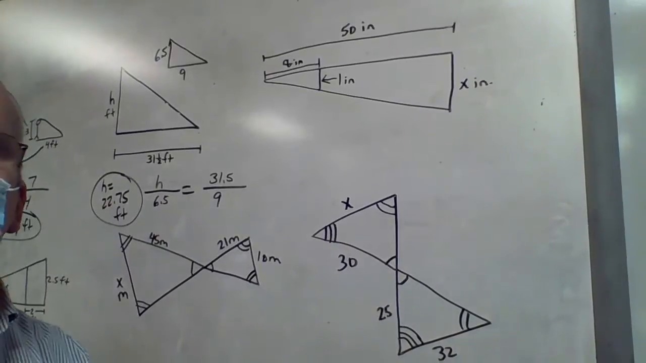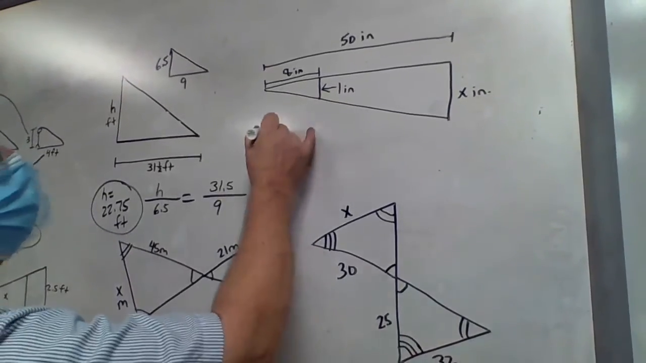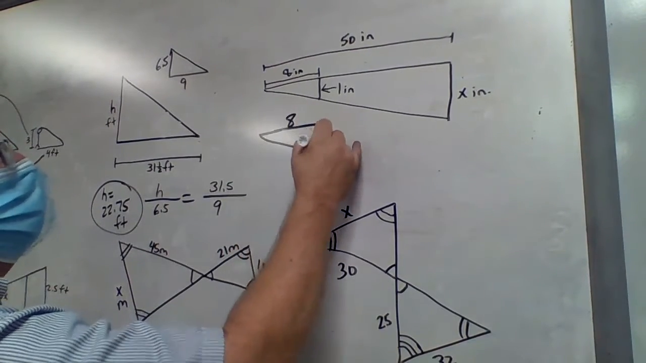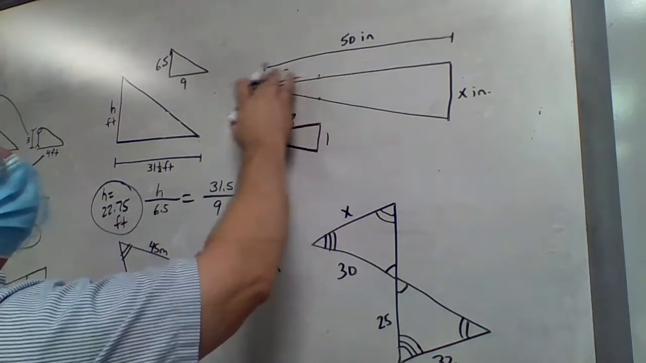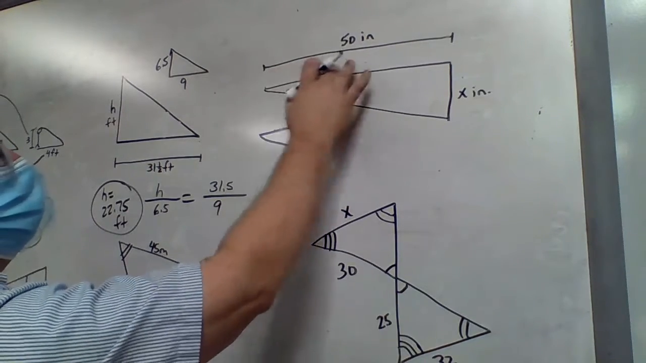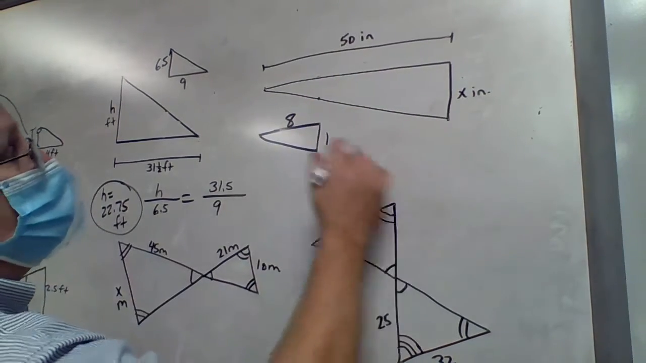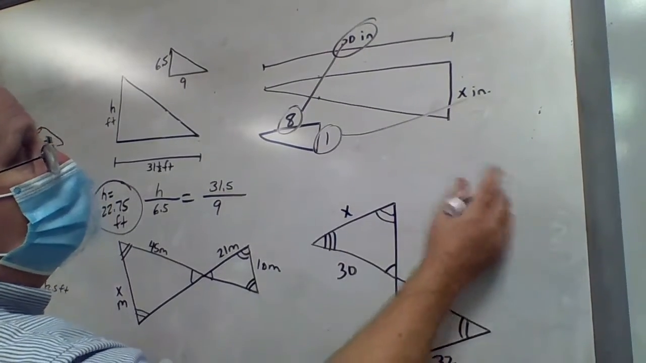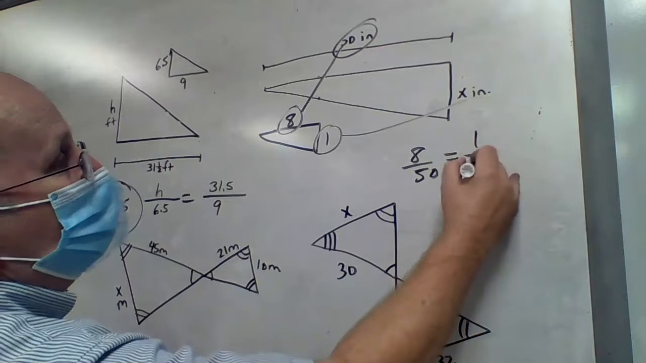This one's very similar to the previous one. The first thing I would do is I'd rewrite it by drawing out the short triangle here so I don't get confused. The short triangle is 8 by 1, right? And so now I see two triangles, 8 by 1, 50 by x. And I think about the corresponding parts, right? And I'd have 8 is to 50 as 1 is to x.